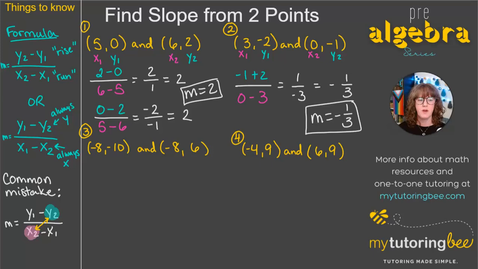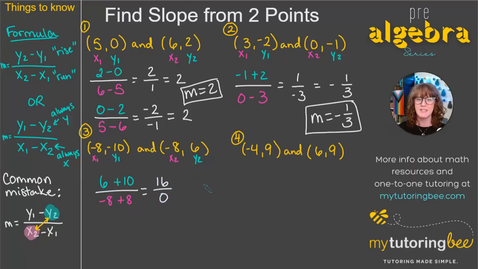All right, let's move on to number 3. So we've got x1, x2. And then we've got y1, y2. Let's go ahead and start with those y's. So 6 minus a negative 10 would really be plus 10. And then negative 8 minus a negative 8 would be plus 8. And let's see what we get when we simplify. 6 plus 10 is 16. And then negative 8 plus 8 is actually 0.